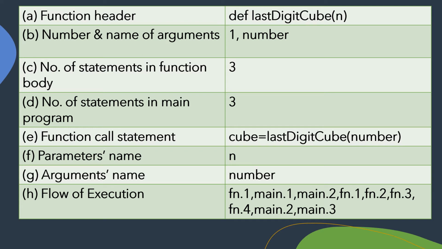The argument's name is number. What is an argument? Basically, the value which is passed when a function is called. That is called an argument. So that value which is passed while calling the function, that is number. So number is the argument.